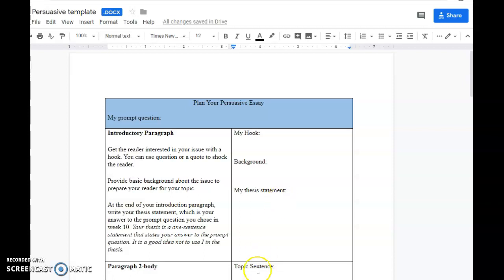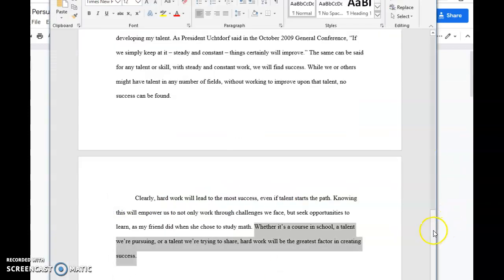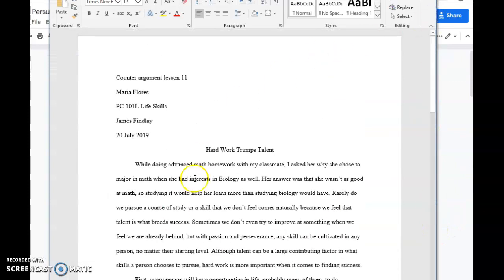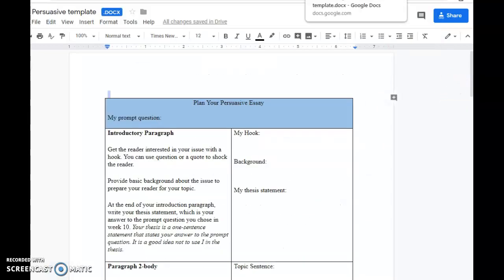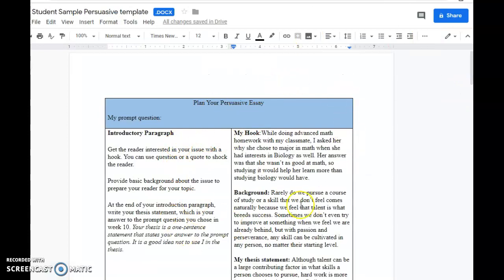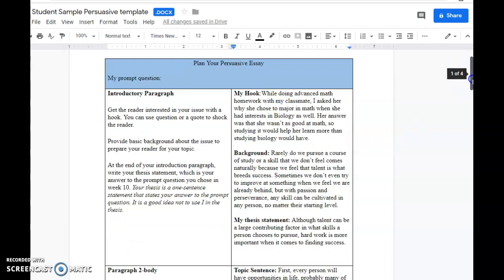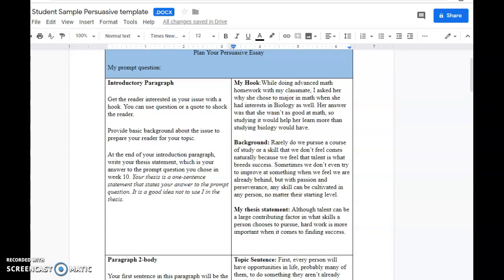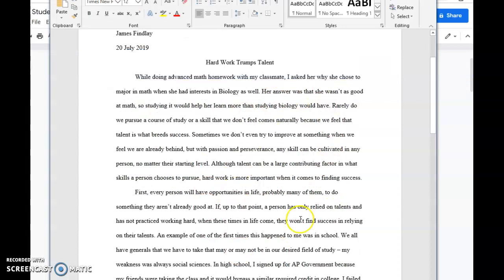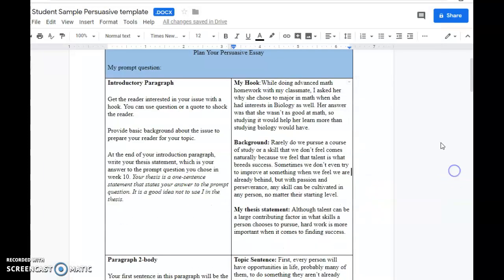So what I've done is you have a student sample paper that includes all parts of the paper. And I have taken this sample paper and shown you how it fits in with the template I have created. So I would highly recommend comparing the original sample to this template that I've created.